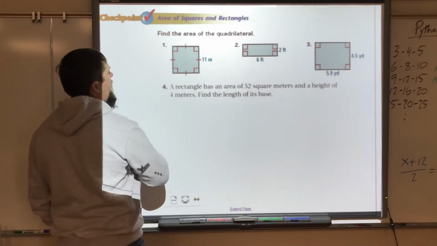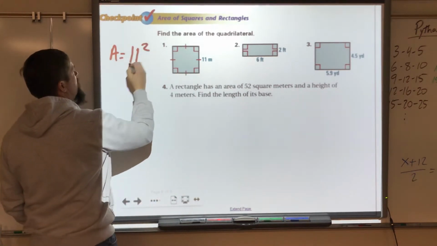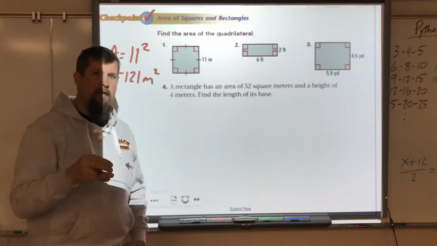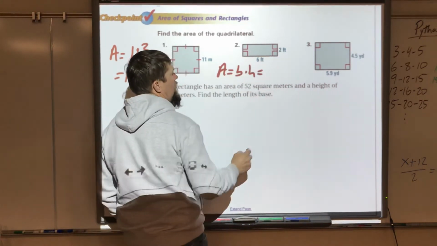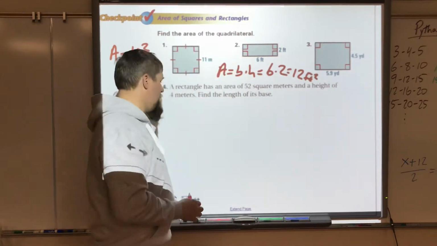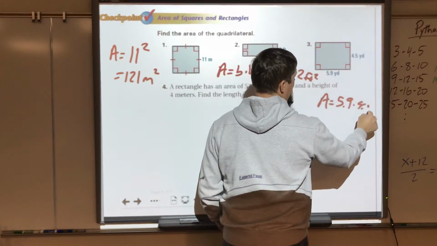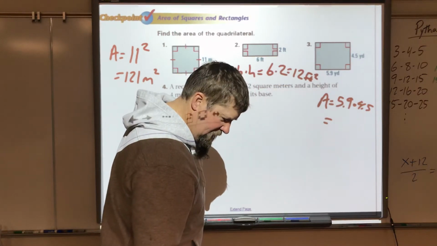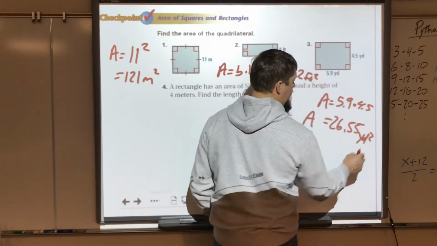Okay, number 1, you have a square, and one side length is 11, so the area of the square is 11 squared, or 121. The units are meters, so it would be meters squared. Again, you need to have units on all of your answers. This one, the rectangle, has an area of base times height, which is 6 times 2, which is 12, and of course it's feet squared. The last one, we have the area is equal to 5.9 times 4.5. So 5.9 times 4.5 is 26.55. So the area is 26.55 yards squared.